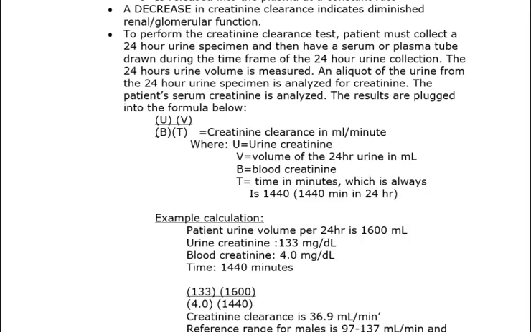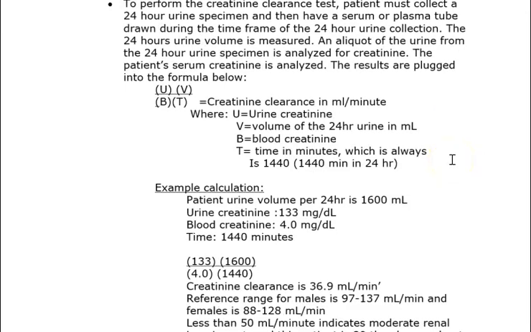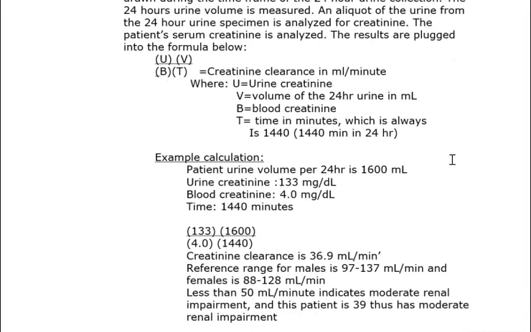The results are then plugged into the following formula: U times V over B times T. U represents the urine creatinine, V represents the volume of the 24-hour urine in milliliters, B represents the blood creatinine, and T represents time in minutes. And there's 1,440 minutes in a 24-hour period.